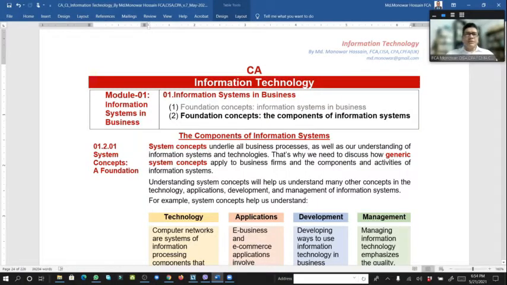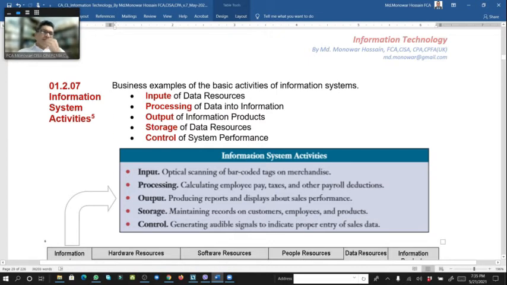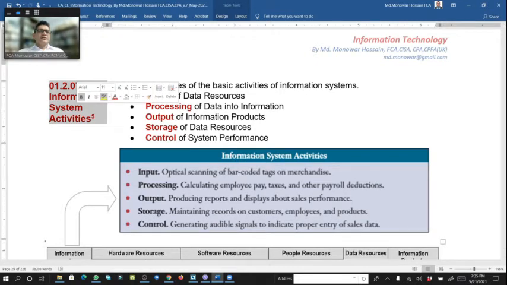Chapter 1, Information System in Business. Today we will discuss the components of information system. There are only 5 types of resource: people, hardware, software, data, and network. If any question comes, it will be about the information system activities.